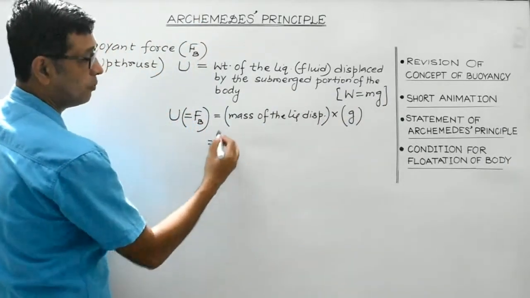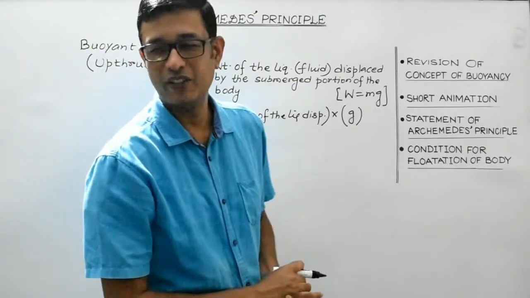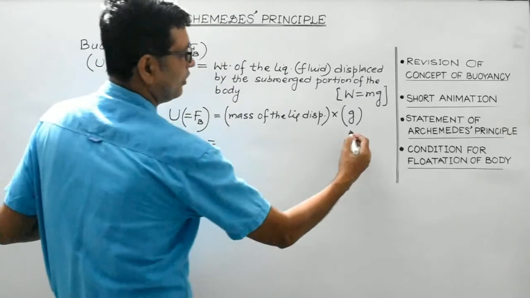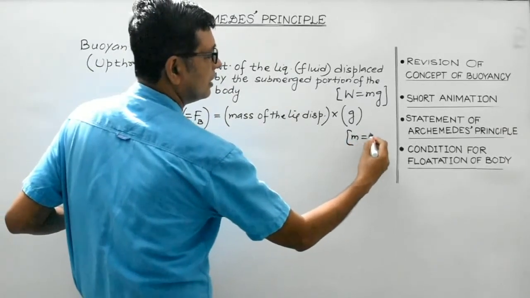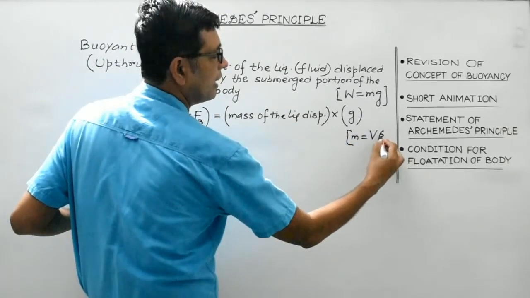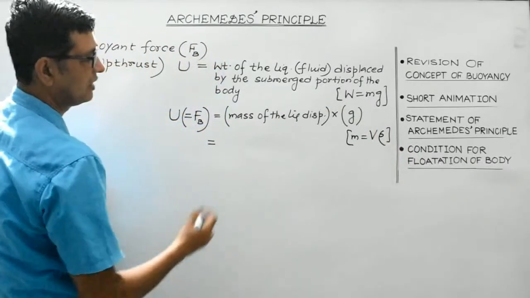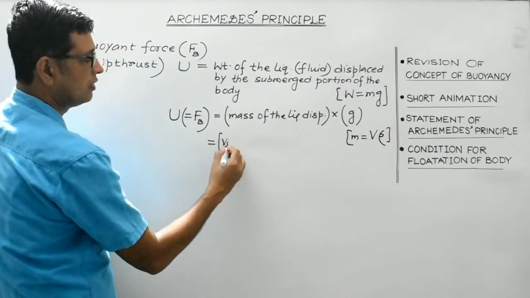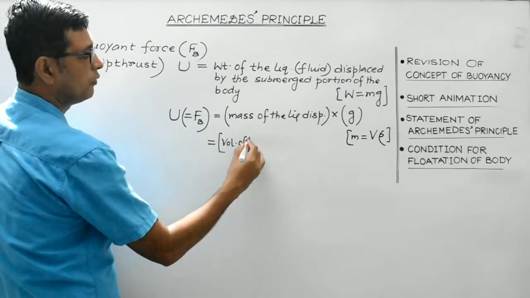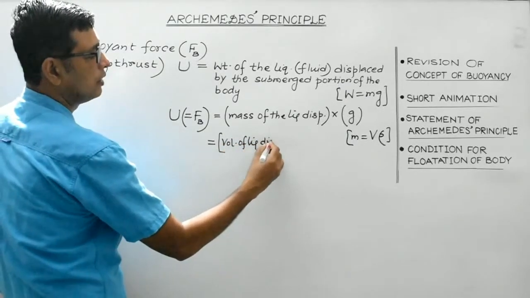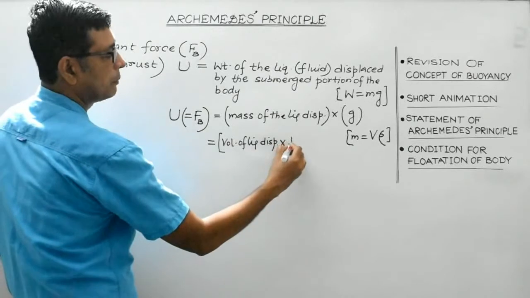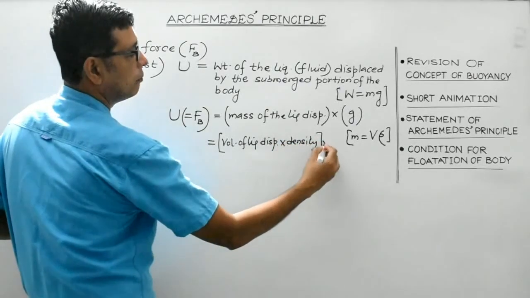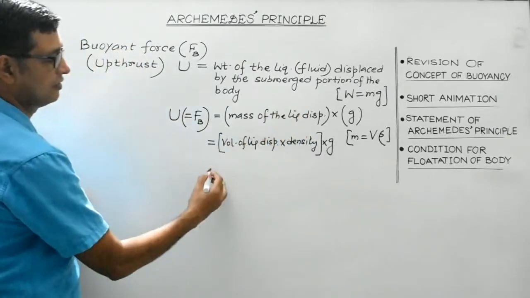Right? Now mass, students, we are aware, is volume multiplied by density. This is rho, that's density. So in place of the mass of the liquid displaced, we can write the volume of liquid displaced multiplied by the density of the liquid displaced multiplied by small g.